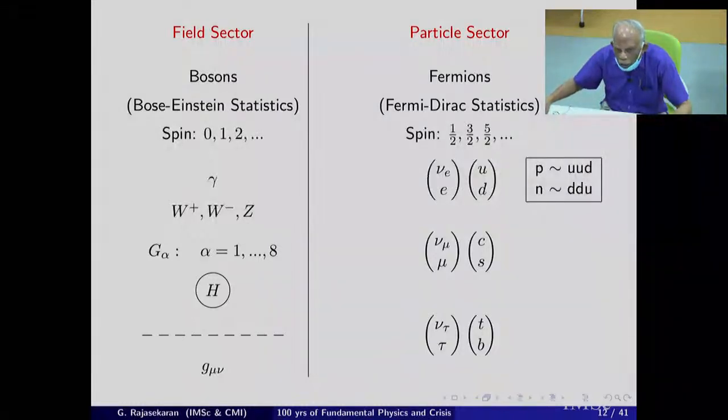Anti-leptons and anti-quarks. There are antiparticles to all of these. So in the universe, when the universe was formed, these particles and antiparticles also were produced in equal number. But now we know that the universe, as we know, is made up of only these particles, no antiparticles. What happened to all the antiparticles? What happened to all the antimatter?